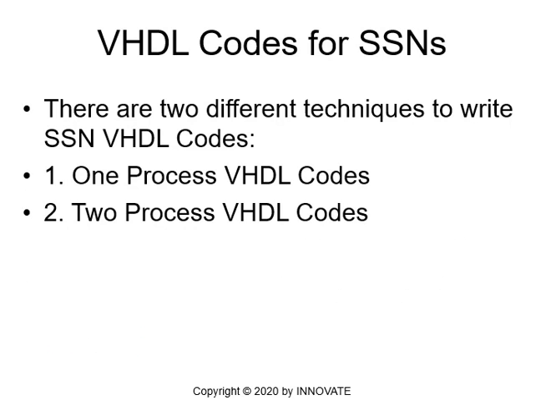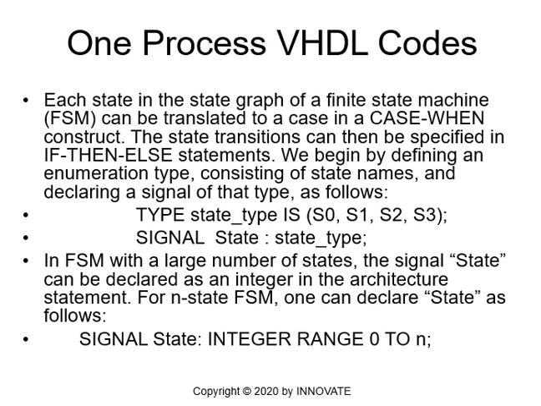VHDL codes for synchronous sequential networks are divided into 2 types of codes: 1 process VHDL codes and 2 process VHDL codes. In 1 process VHDL codes, each state in the state graph of a finite state machine can be translated to a case in a case-when construct. The state transition can then be specified in if-then-else statements.